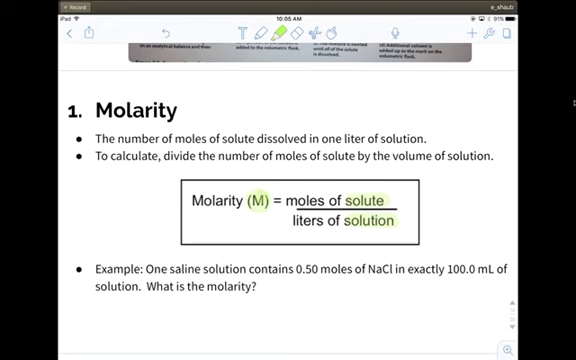So to calculate, we have to know the moles of the solute. So this still uses your knowledge of moles, and if we have grams, how to get that back and forth. So hopefully at this point that's starting to make a little bit more sense. And then the liters of solution.